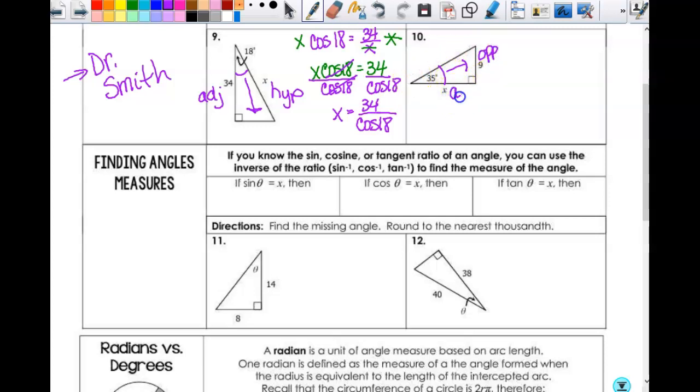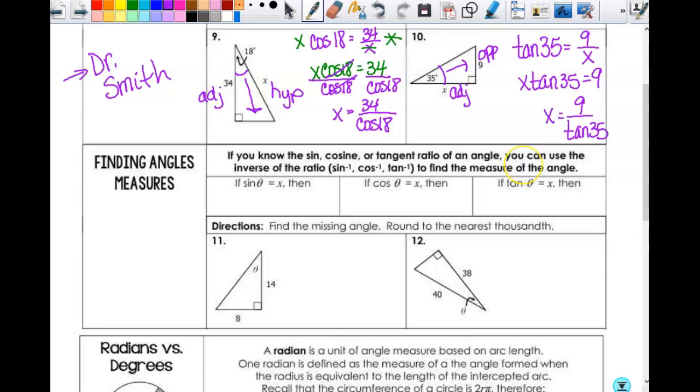Opposite, hypotenuse, adjacent. So the tangent of 35 is equal to the opposite over the adjacent. So then I multiply both sides by x. So x times the tangent of 35 equals 9. X equals 9 divided by the tangent of 35.